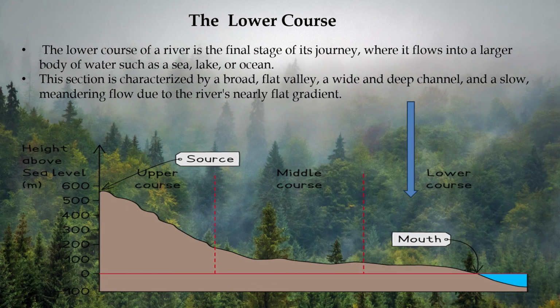The lower course of a river is the final stage of its journey where it flows into a larger body of water such as a sea, lake, or ocean. This section is characterized by a broad, flat valley, a wide and deep channel, and a slow meandering flow due to the river's nearly flat gradient.